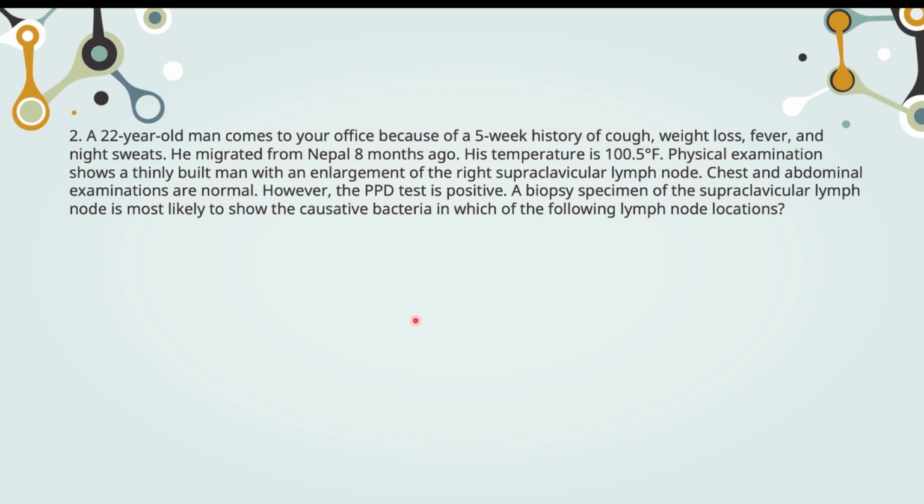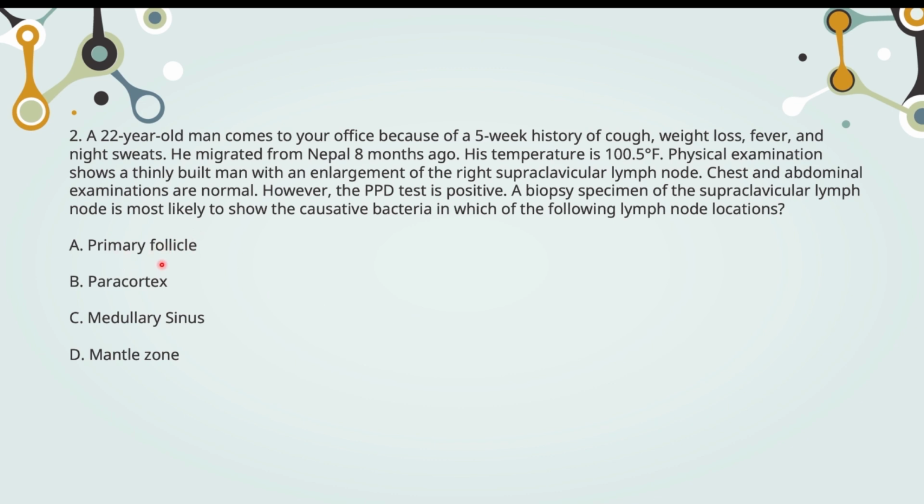Biopsy specimen of the supraclavicular lymph node is most likely to show causative bacteria in which of the following lymph node locations? So if you remember what I taught earlier, tuberculosis causes involvement of the macrophage. All right, macrophages engulf the mycobacterium. So you need to understand which of the following locations has excessive macrophages. All right. So let's look at the options.